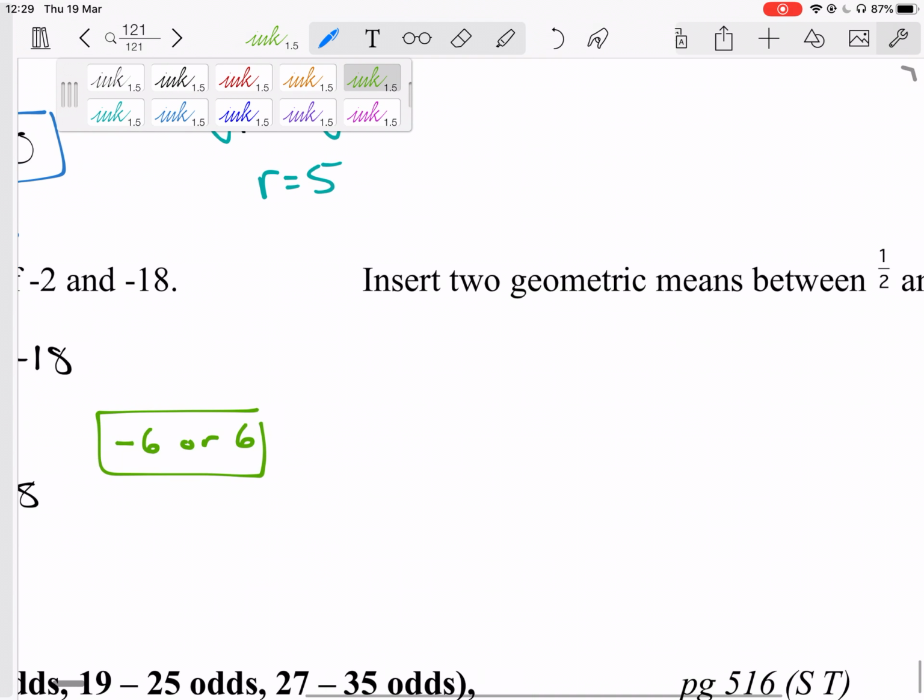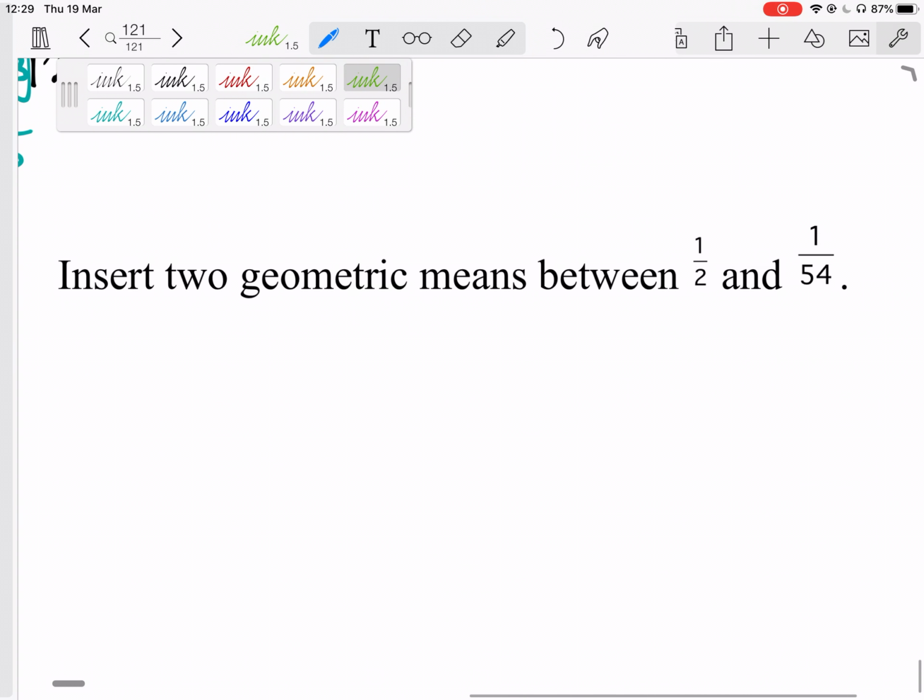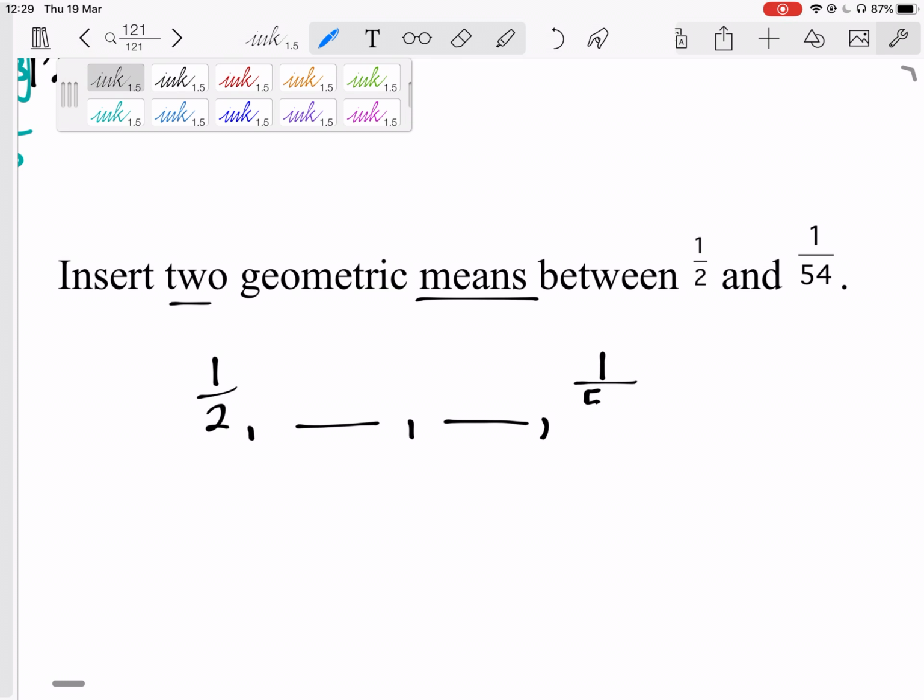And then our very last, we're inserting two geometric means between 1/2 and 1/54th. So again, doing the same exact thing. You can pause the video if you want and try it out yourself.